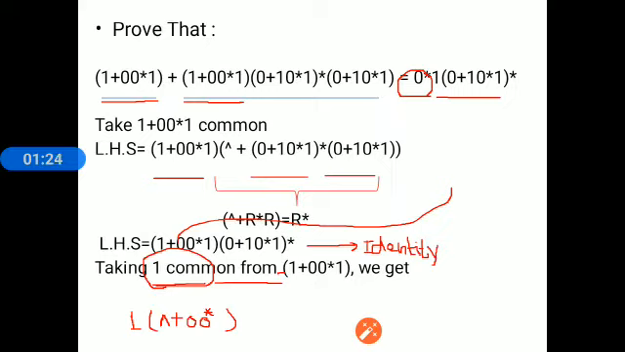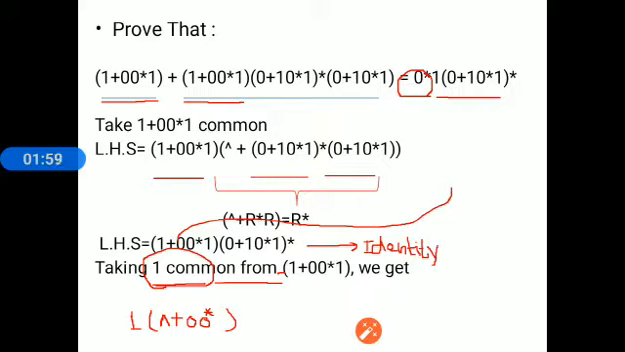Now, we start from the LHS. If we observe the LHS, there are two terms: 1 plus 0 0 star 1, this is the first term, plus 1 plus 0 0 star 1 into bracket 0 plus 1 0 star 1 star 0 plus 1 0 star 1, this is the second term. If you observe the LHS, we can take 1 plus 0 0 star 1 as common, and after taking 1 plus 0 0 star 1 as common, what will be the resultant LHS?